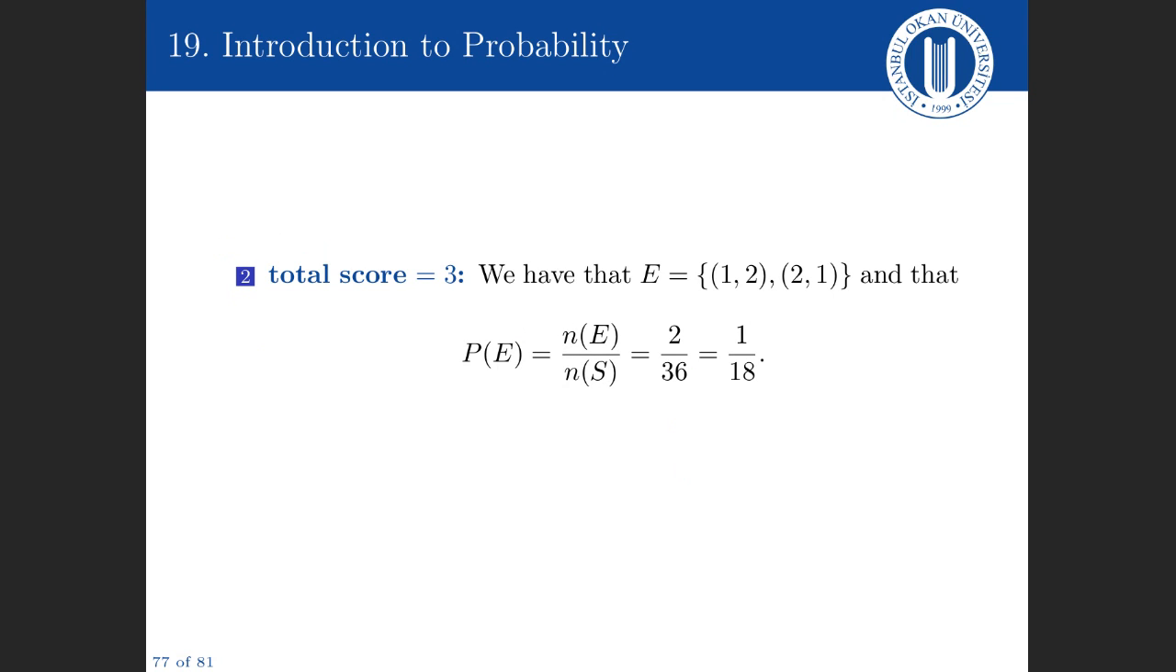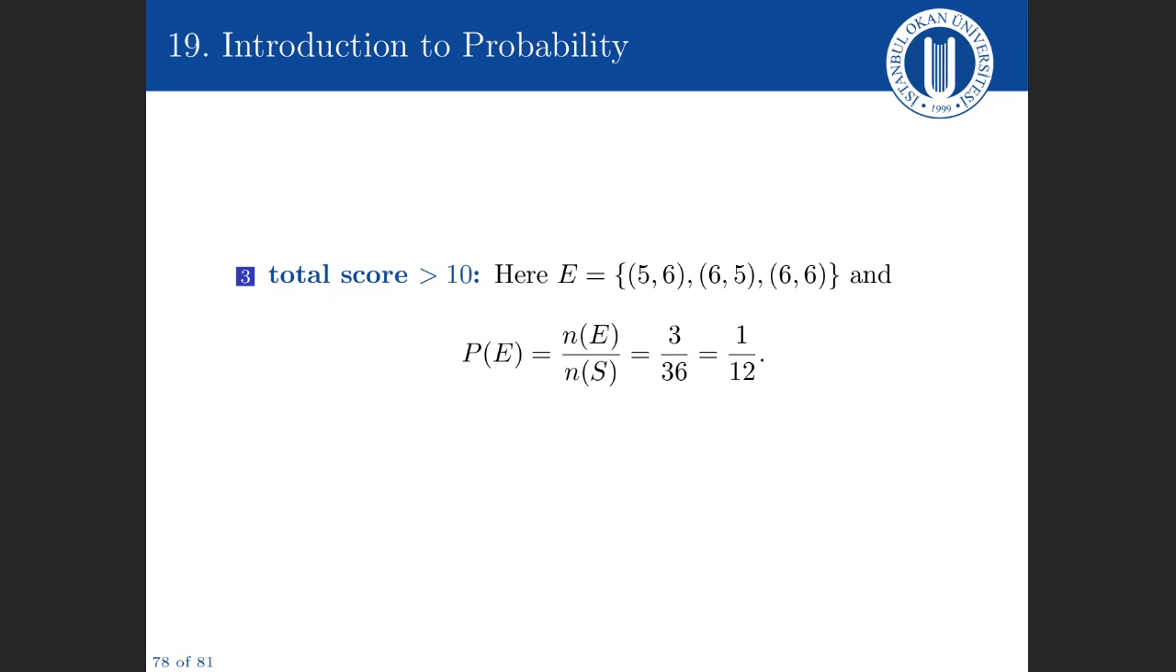What is the probability of getting a total score of 3? Again, we've already found this compound event. This compound event contains 2 elements. So we're doing 2 divided by 36 or 1 divided by 18. The probability of getting a total score of 3 is 1 divided by 18.